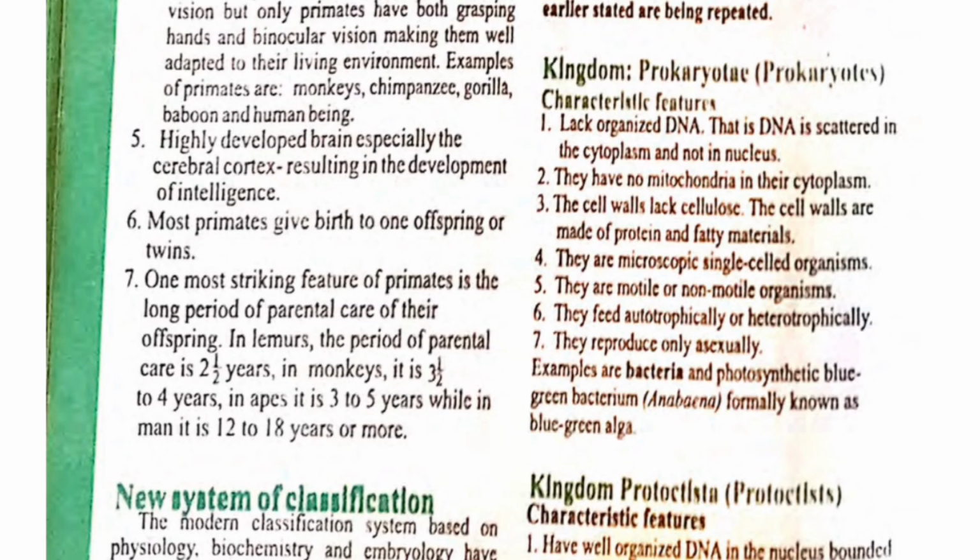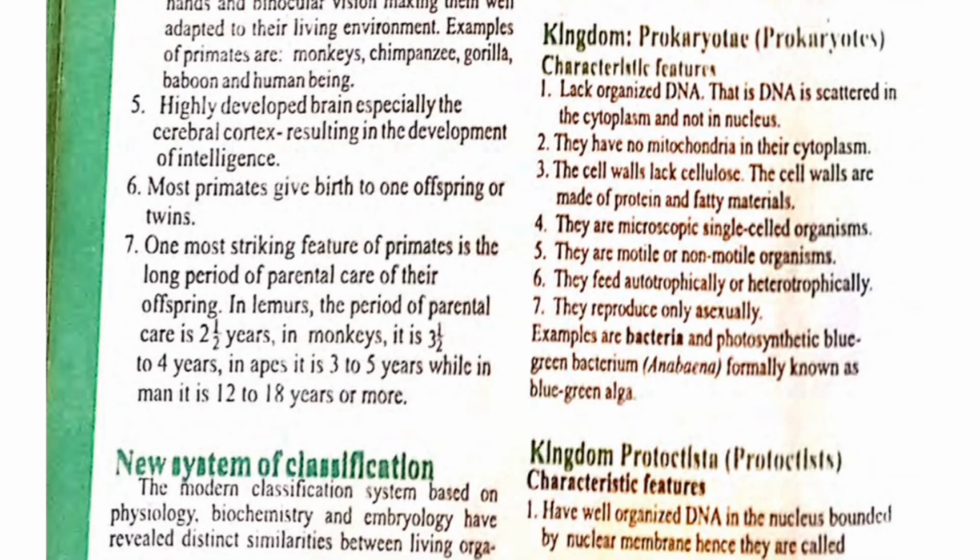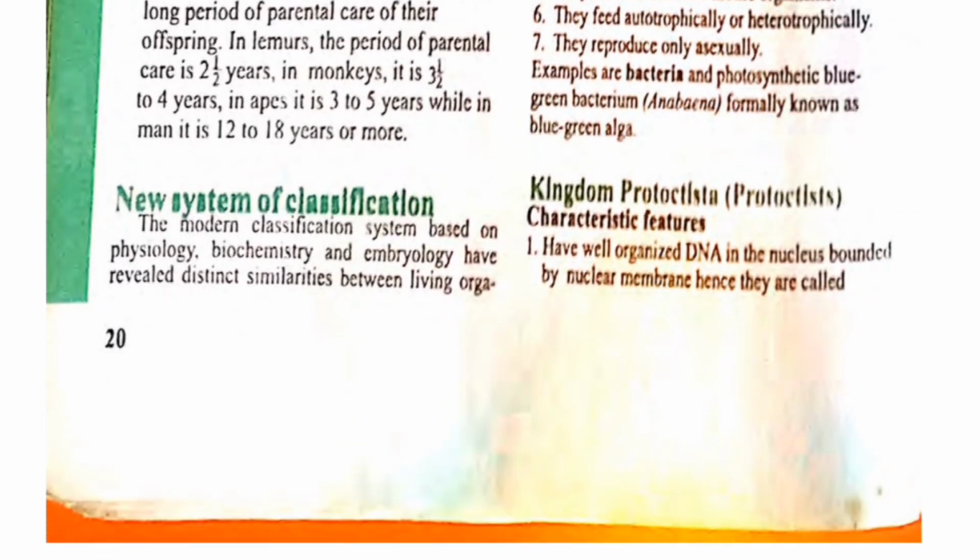The cell wall lacks cellulose. The cell walls are made of protein and fatty materials. For example, take bacteria. The cell wall of bacteria is made up of peptidoglycan, protein and fatty materials. They lack cellulose. They are microscopic single-celled organisms, for example, bacteria. They are motile or non-motile organisms. They feed autotrophically or heterotrophically. They reproduce only asexually, that could be by binary fission or thereabout. Examples are bacteria and the photosynthetic blue-green bacterium Anabena, formerly known as blue-green algae.